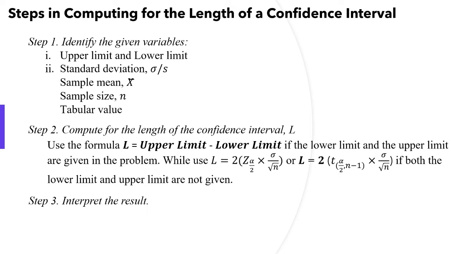Step 2. Compute for the length of the confidence interval L. Use the formula L is equal to upper limit minus lower limit, if the lower limit and the upper limit are given in the problem. Otherwise, use L is equal to 2 multiplied by the quantity of z alpha half times sigma all over square root of n, or L is equal to 2 multiplied by the quantity of t sub alpha half and n minus 1 times sigma all over square root of n, if both the lower limit and the upper limit are not given. Step 3. Interpret the result.